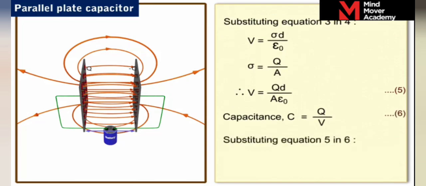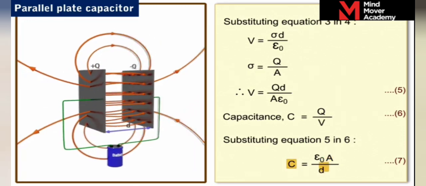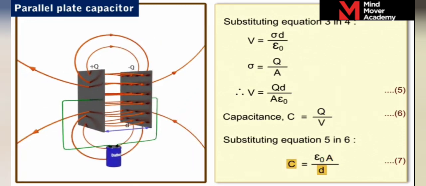Substituting equation 5 in 6 and simplifying, we get capacitance C is equal to epsilon naught A by D. Let us label this as equation 7. It is important to note that this expression for the capacitance shows that the capacitance is directly proportional to the area of the plate A and inversely proportional to the distance between the plates.